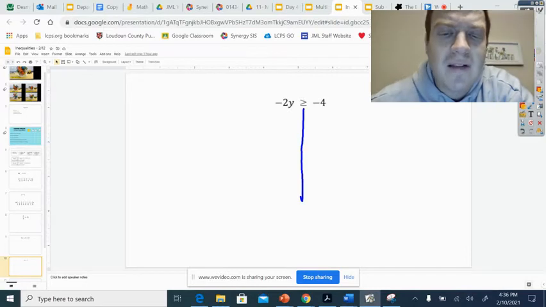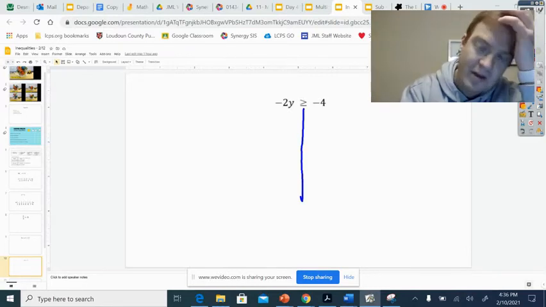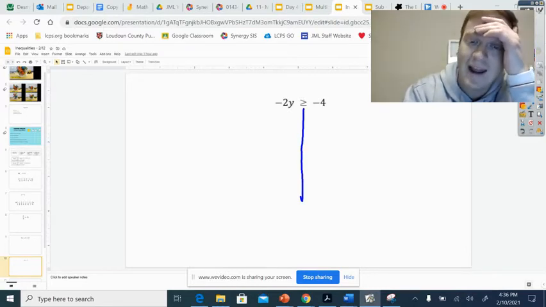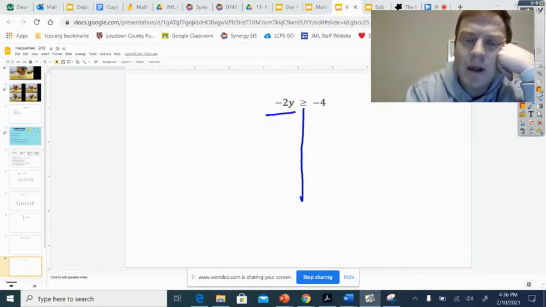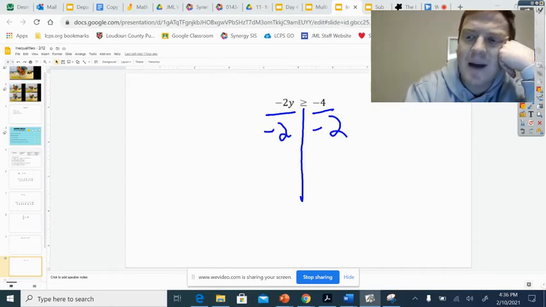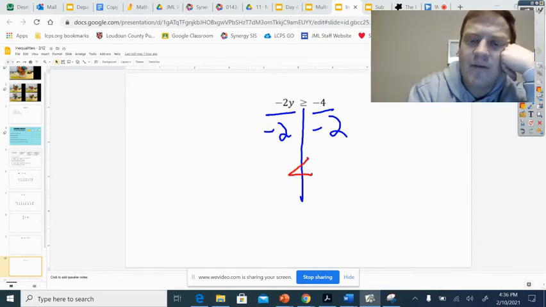My variable is on the left side, so I'm going to try to cancel out all the numbers on my left side but y, meaning I need to cancel out this negative 2. The only way to cancel out negative 2 times y is to divide. So because right now I'm dividing both sides by a negative, what that means is that my inequality symbol flips.